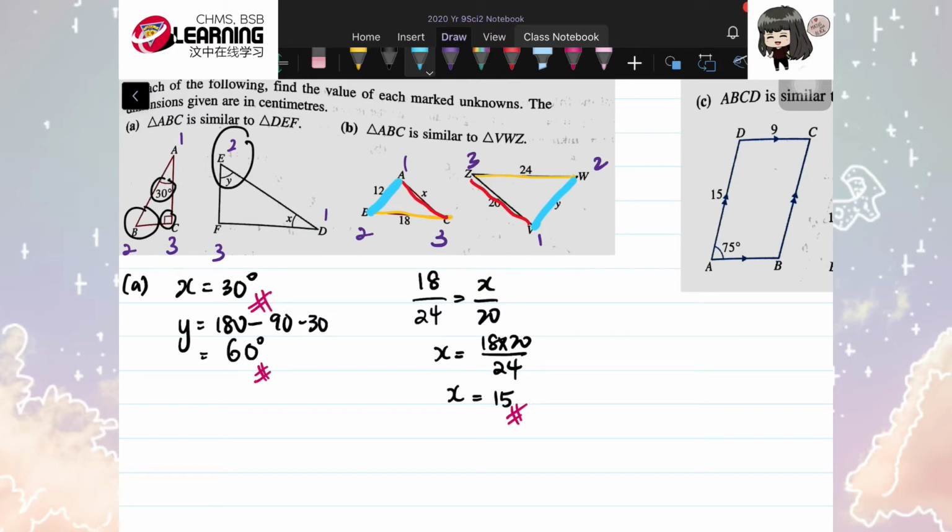So AB and VW. We compare AB and VW. Also given 2, 3, which is 18, and the other 2, 3, which is 24. It equals, because we choose 18 first, so you must choose 12 first. So 12 over the blue one here, Y. Then we cross multiply. Y equals 24 times 12 over 18, and it equals 16.